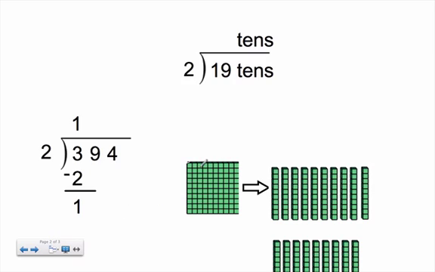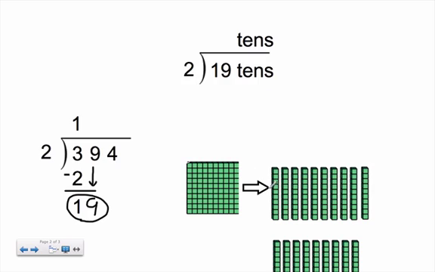Now that I've done the hundreds, I'm going to look at my tens. I know that I had 1 group of 100 left over. So I can't just forget about it. Instead, I'm going to break it apart into groups of tens. I know that there are 10 tens in 100. When I bring down in long division, I see that my new number, or my new dividend, is 19.